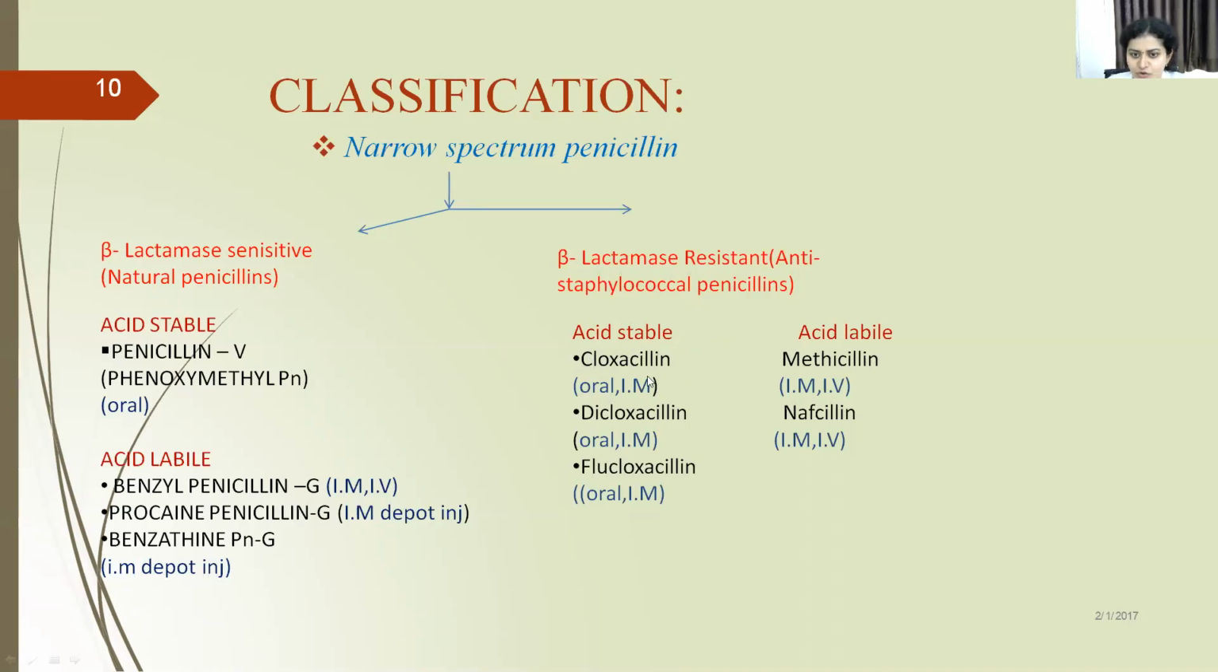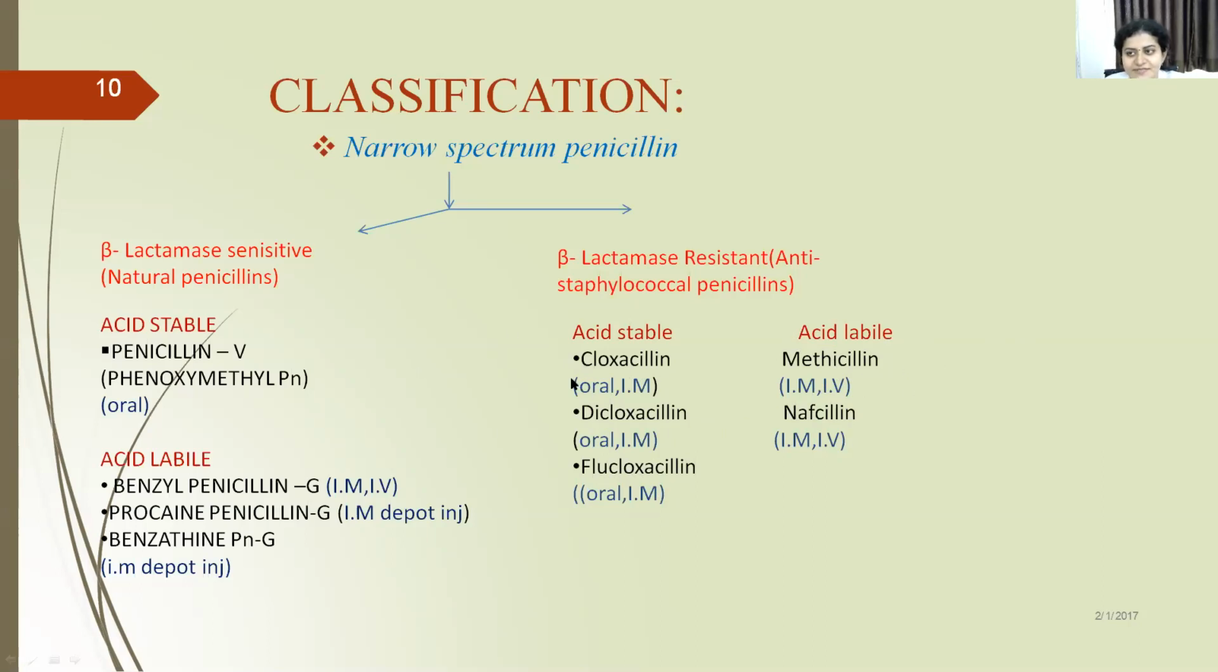So that includes cloxacillin, dicloxacillin, flucloxacillin. Okay, cloxacillin, dicloxacillin, flucloxacillin. All these drugs can be given either by oral route or by intramuscular route. Then acid labile, these drugs cannot be given orally because they get digested by the gastric acid. So the other routes we can prefer for these two drugs are IM or IV. So that includes methicillin and nafcillin. Okay, methicillin and nafcillin.